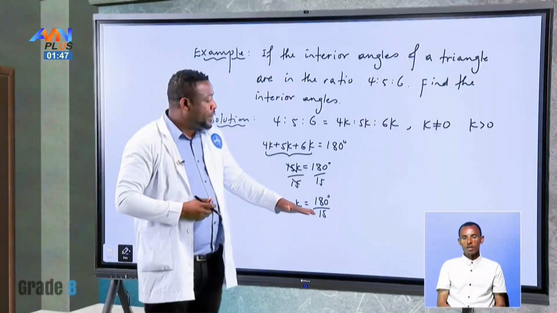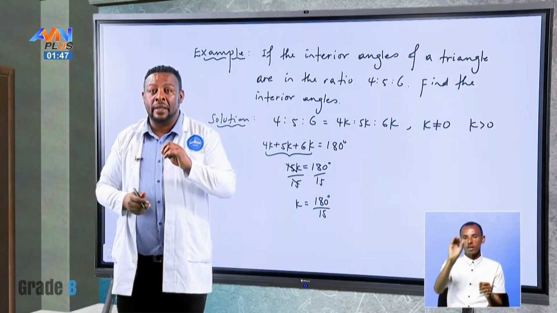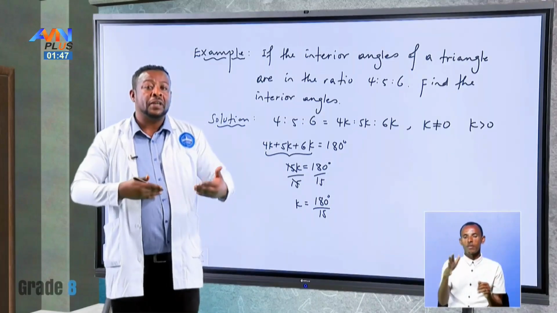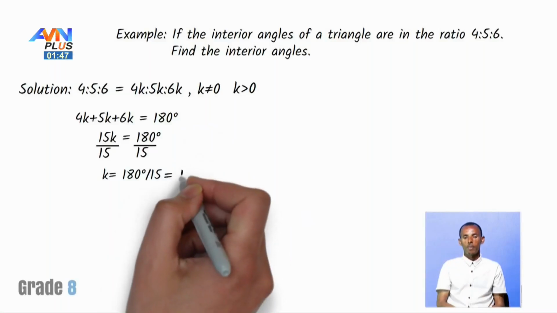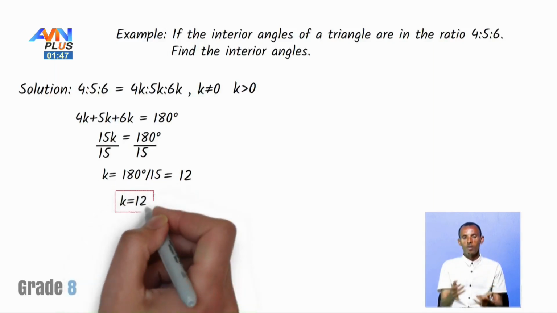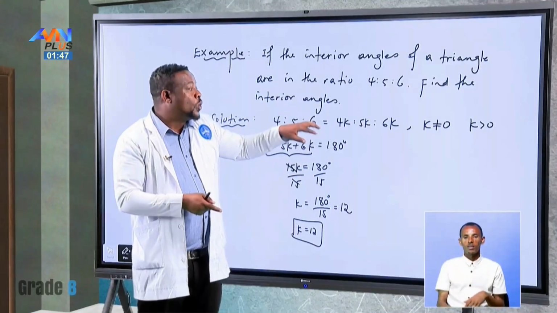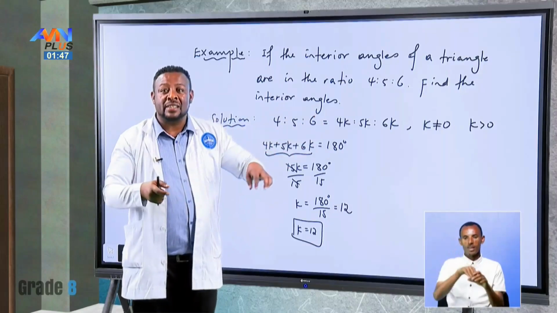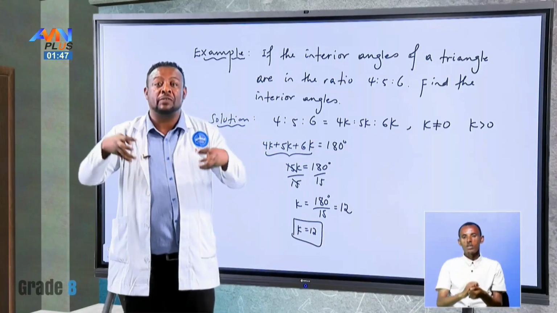Okay, whenever you divide 180 degrees by 15, the result is 12, right? The value of K is 12. K is equal to 12. Now we have the value of K, okay? So the interior angles can be converted into their original form.